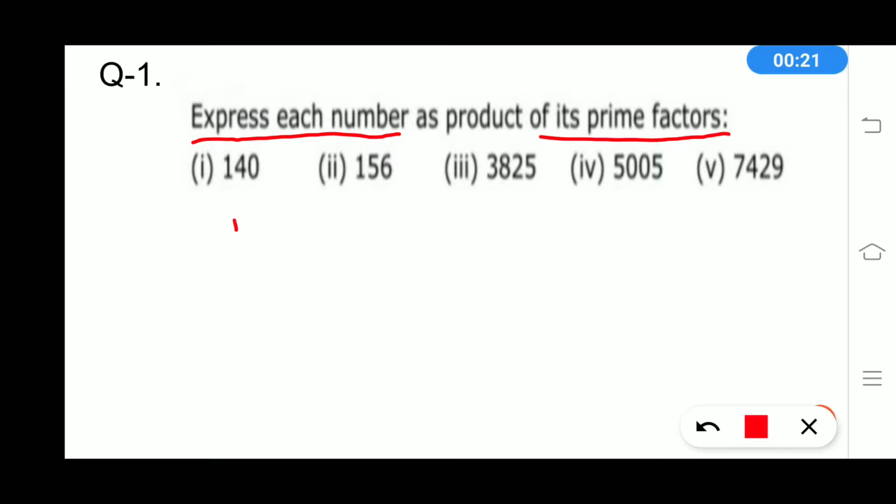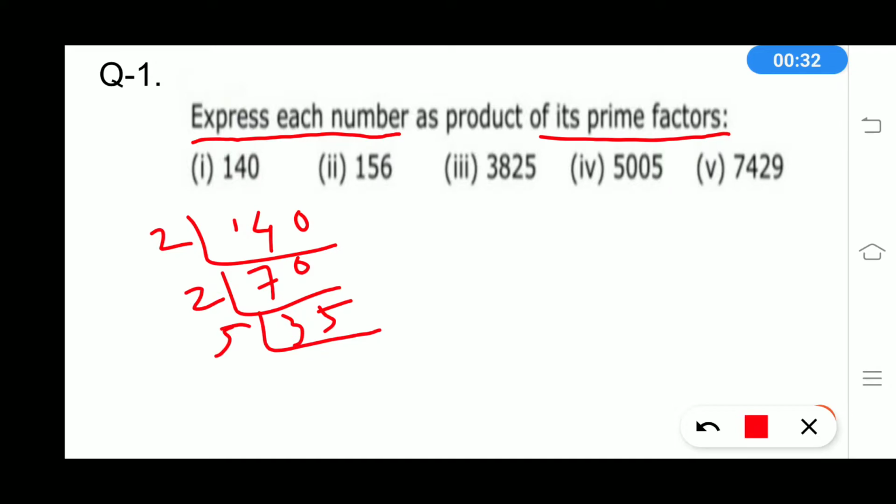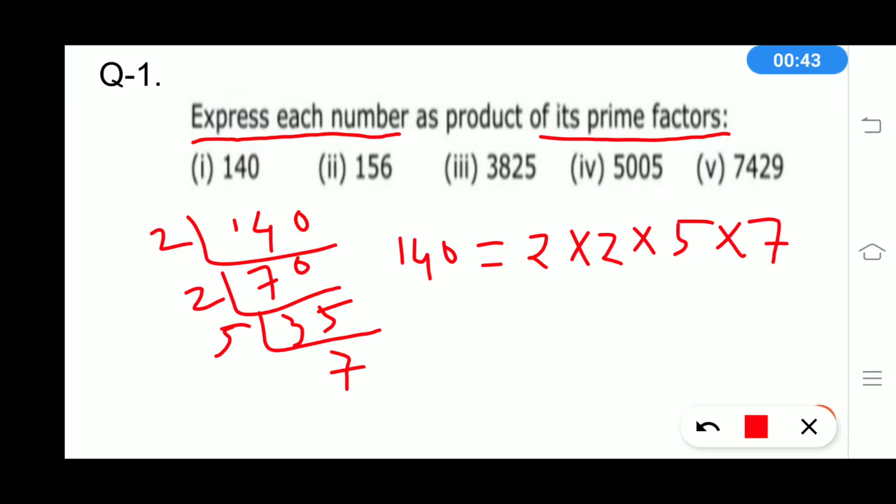So 140 divided by 2 is 70, again by 2 is 35. So 5 sevens are 35. So 140 equals 2 into 2 into 5 into 7. All are primes. That means 2 into 2, two times, so this is 2 square into 5 into 7. This is the answer. That means 140 can be expressed as a product of primes, and 140 equals 2 square into 5 into 7.